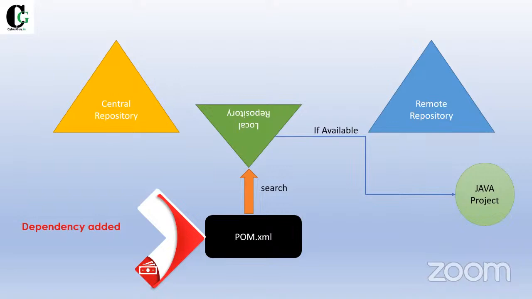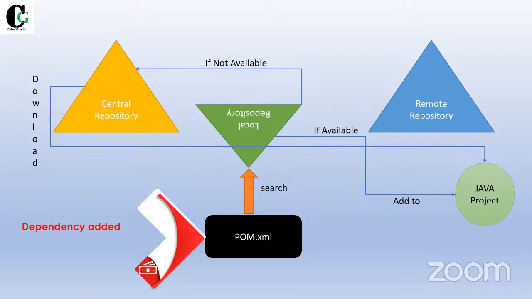If no such dependency exists in the local repository, what does it have to do? It is going to search in the central repository. What is the next task that it is going to do? Will it directly add from the central repository to the project? No, it is going to be downloaded into the local repository, and from there it is going to be added to the Java project. Okay, so now we came to know about the central repository and local repository, and these are the things that we are going to work with even on our local computer.